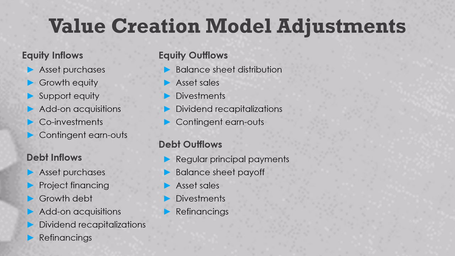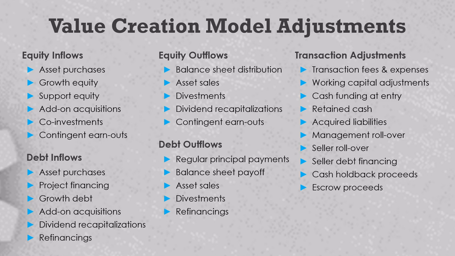While we're on the topic of adjustments, we can also mention those that come from the process of buying and selling companies. Transaction fees and expenses, working capital adjustments, cash added to the balance sheet at closing, cash left on the balance sheet by sellers, acquired liabilities like capital lease obligations, management and seller equity rollover, temporary seller debt financing, and cash holdback and escrow proceeds.